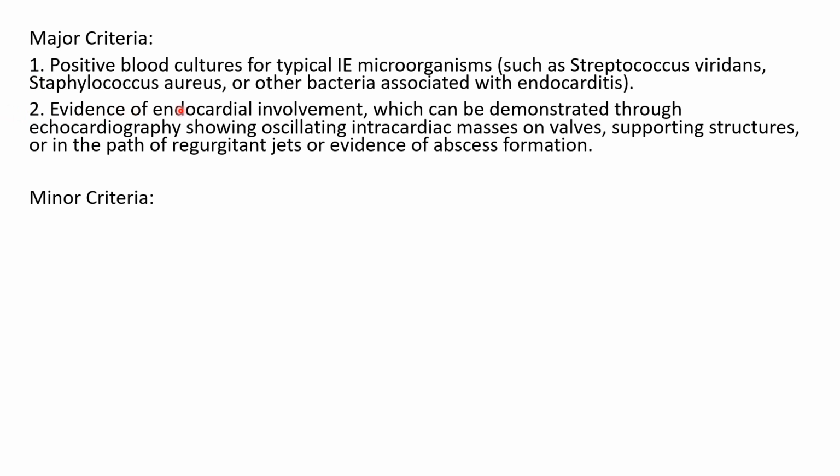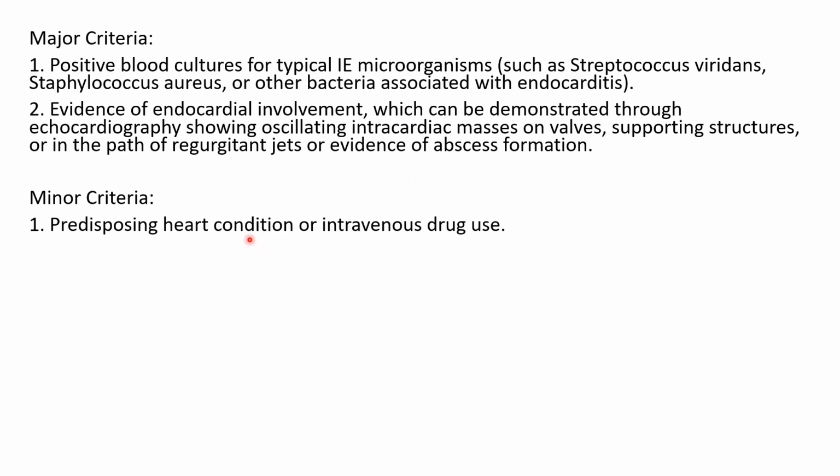Then there is evidence of involvement of the endocardium, which can be demonstrated through echocardiography, showing oscillating intracardiac masses on valves, supporting structures, or in the path of regurgitant jet, or evidence of abscess formation, which I'll explain again in the coming slides. As of now, we'll see the minor criteria now.